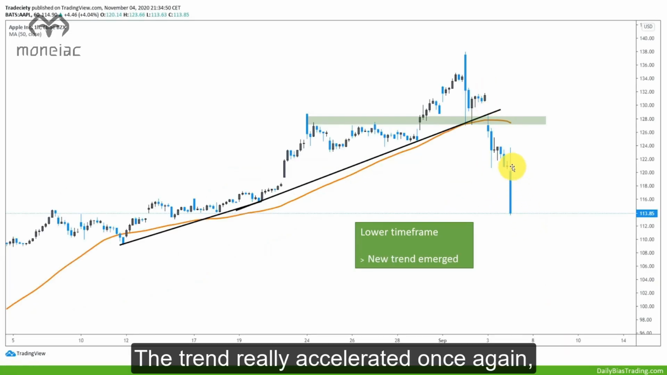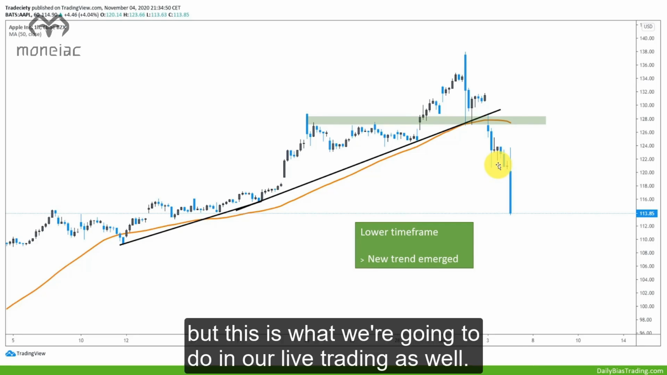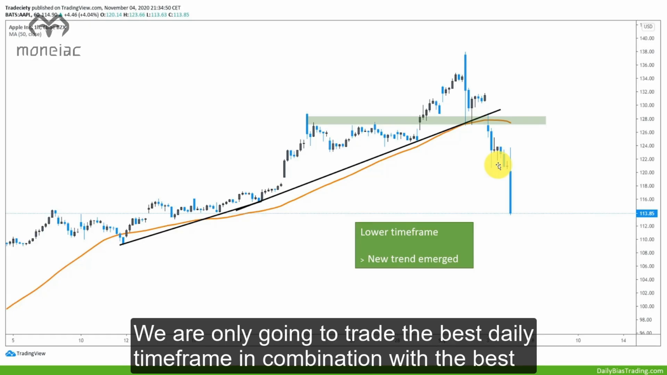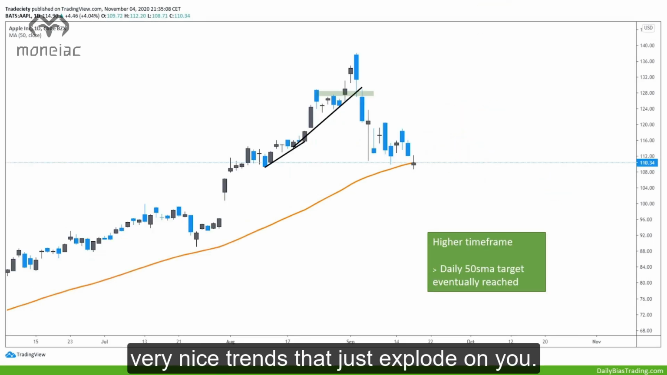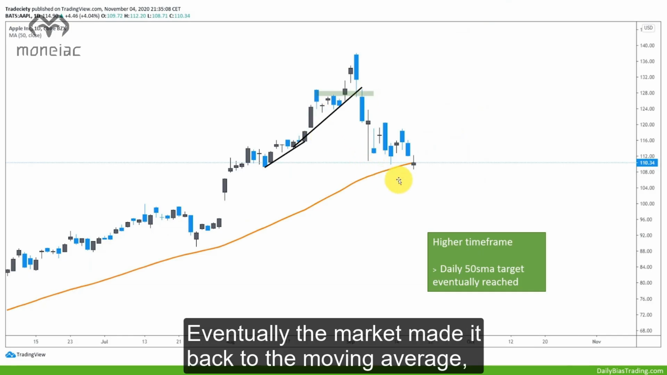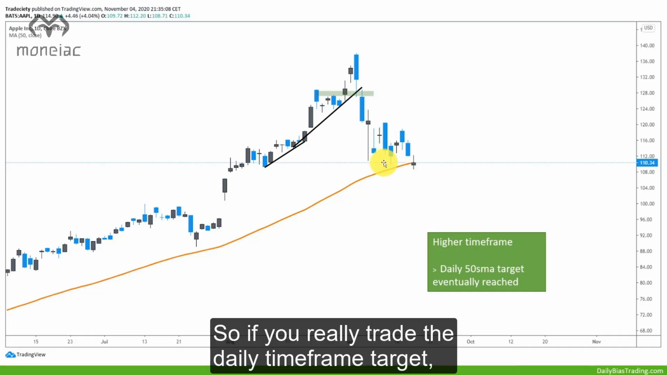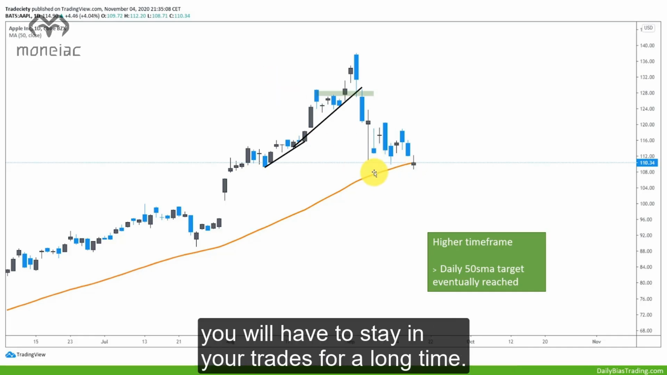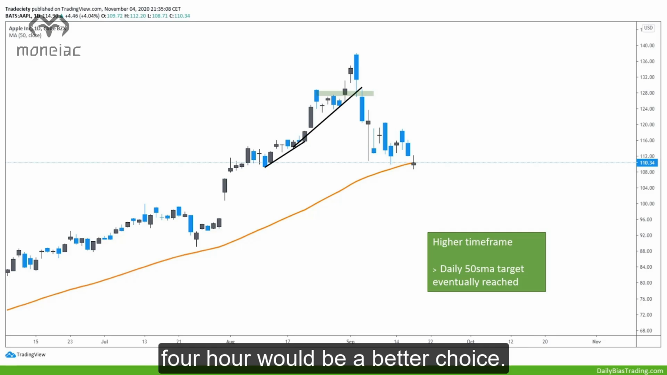The trend really accelerated once again, and those are obviously hand-picked setups. But this is what we're going to do in our live trading as well. We are only going to trade the best daily time frame in combination with the best lower time frame. And that is why you will often end up with those very nice trends that just explode on you. You can see this is the higher time frame here. Eventually the market made it back to the moving average, but it took a lot of time to get there. So if you really trade the daily time frame target, you will have to stay in your trades for a long time. And that's why I keep suggesting maybe a compromise, and maybe the 4-hour would be a better choice.